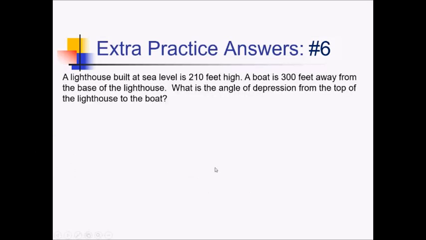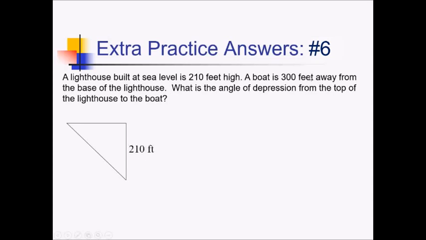For this problem, we have a lighthouse built at sea level that's 210 feet high and a boat 300 feet away from the base of the lighthouse. We want the angle of depression from the top of the lighthouse down to the boat. So since we're talking angle of depression, we have an upside down right triangle. So here's the lighthouse top in the upper left. The boat is down here in the lower right. They said the lighthouse was 210 feet tall. Well, the lighthouse is over here, but the height of the lighthouse is actually represented by the right side of this triangle. So we'll put 210 here.